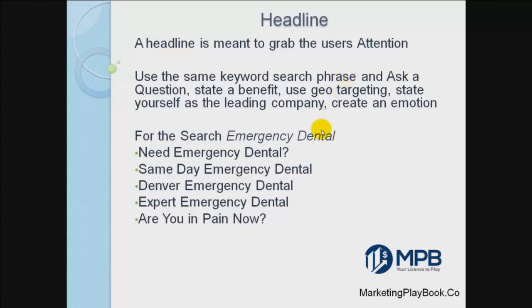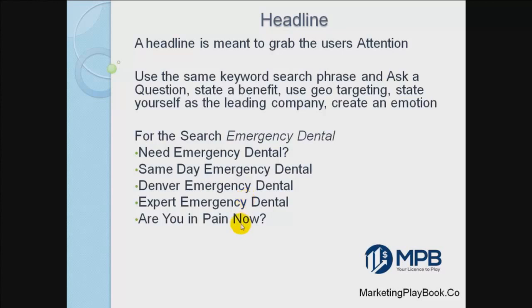So here's some examples of this for emergency dental. Need emergency dental? Same day dental emergency. Or same day emergency dental. That would be a benefit because the individual needs to get in that day. Denver emergency dental. That would be a geo call out. Expert emergency dental. And that would be establishing yourself as a leading company.